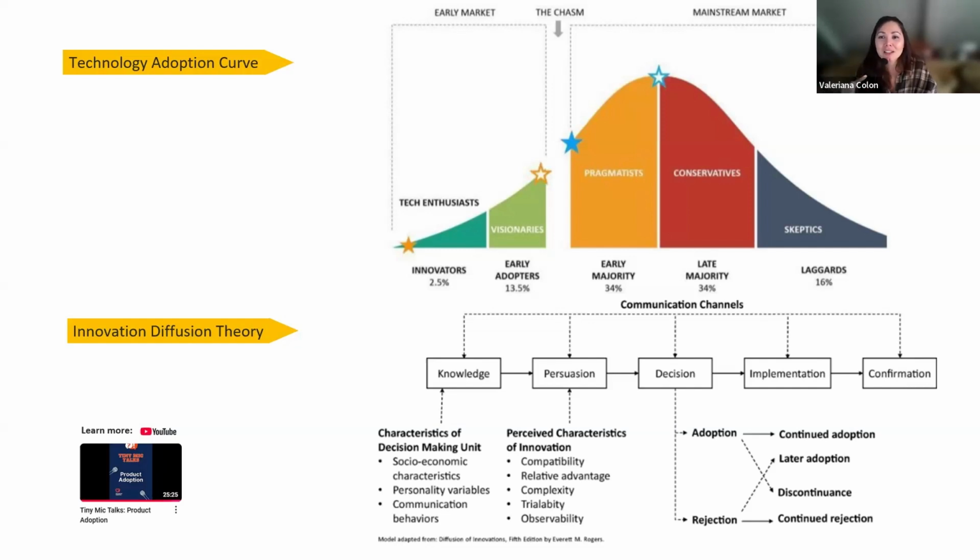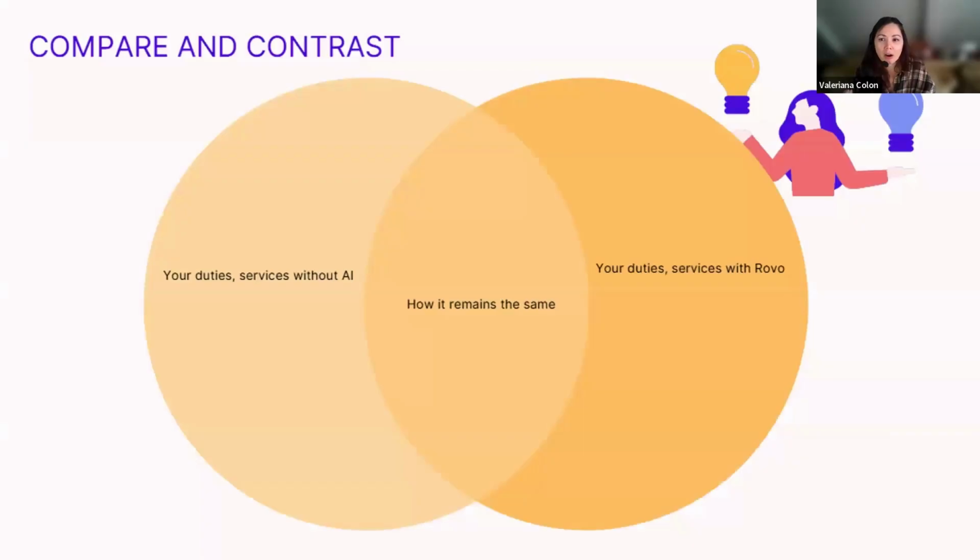Emphasize how Rovo fits into their existing workflow by progressing them through knowledge, persuasion, decision, implementation, and confirmation stages so we can support each group's transition into Rovo, ensuring a smooth and successful adoption journey for each team where they're at. So we meet people where they are.